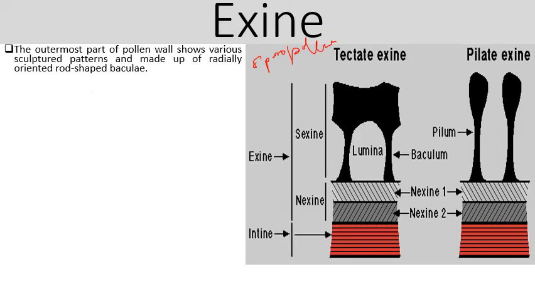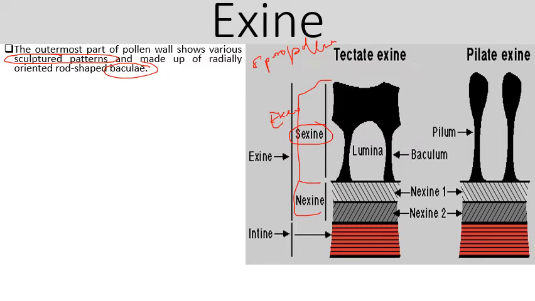Then the outermost part of the pollen wall shows various sculptured patterns and is made up of radially oriented rod-shaped structures, which are called vacuolae. So from the outside, this is the exine. This portion is exine, which is further divided into two parts. That is sexine, also known as ectexine, and the next one is the nexine, also known as endexine.